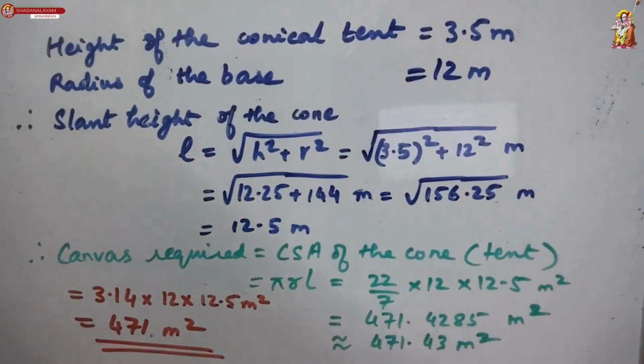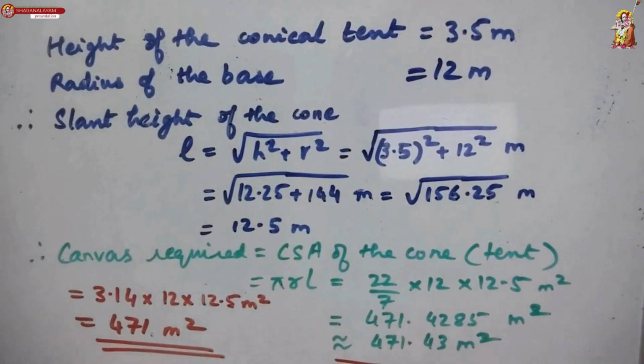If we use pi equals 3.14, then we get the curved surface area, that is the canvas required, as 3.14 into 12 into 12.5 meters square. That comes to exactly 471 meters square. In other words, the canvas required for the tent will be approximately 471 meters square.